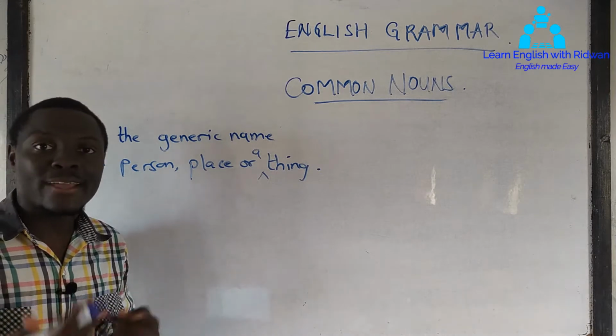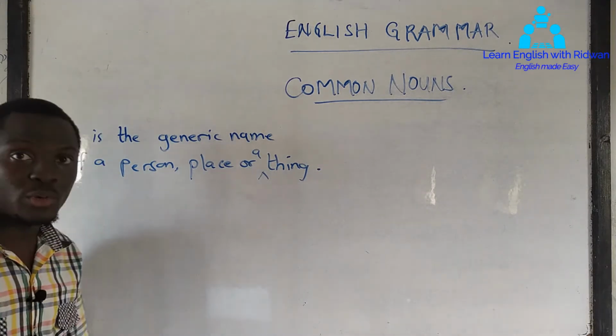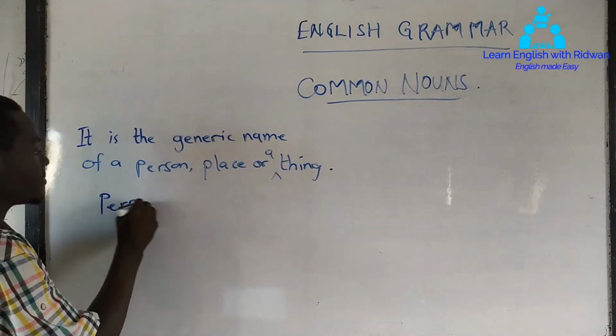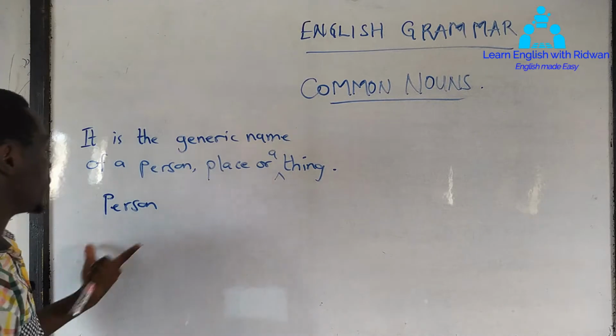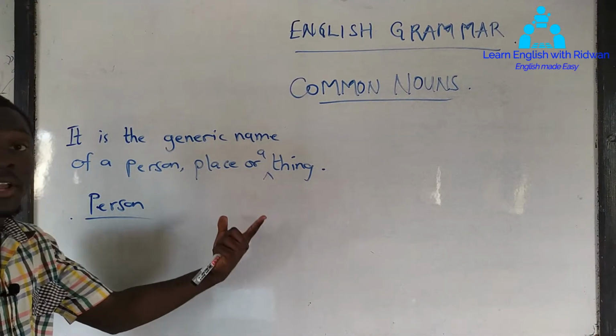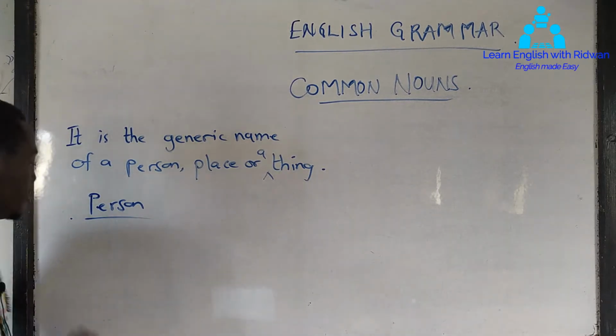So now I would like us to give some examples of common nouns that we know among us. So let's take an example. We have person. In other words, people. An example of a person that is a common noun would be girl.